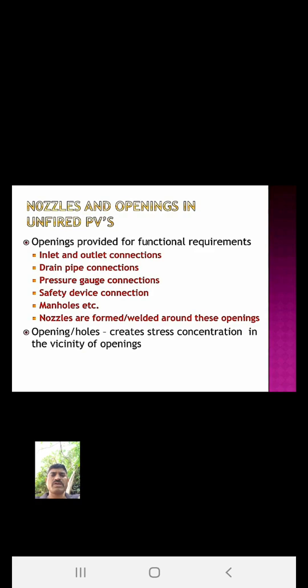Second, pressure gauge connection. You should check the pressure of the pressure vessel. Then some safety devices are required, so safety device connections. Then manhole. If there is any maintenance, then we use the manhole. And nozzles are formed or welded around these openings, okay, with the help of different welding joints.